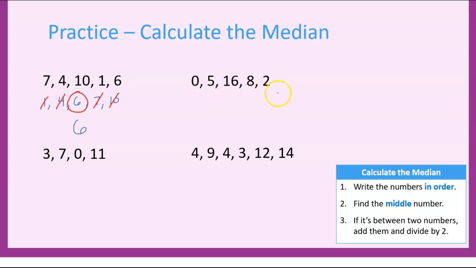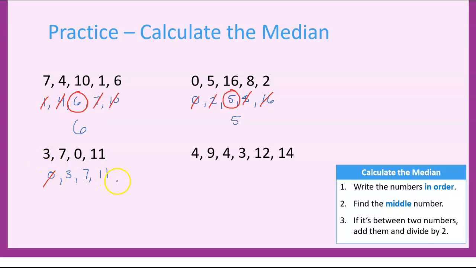So let's try this next one. We need to write the numbers in order. Remember, we do keep 0. So 0 is our smallest, then 2, then 5, then 8, then 16. We're going to cross out first and last, and we are left with 5. So 5 is our median in this case. All right, next one. Again, we keep 0. We write these in order. 3, 7, 11.